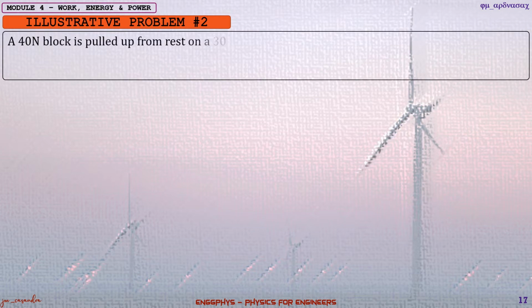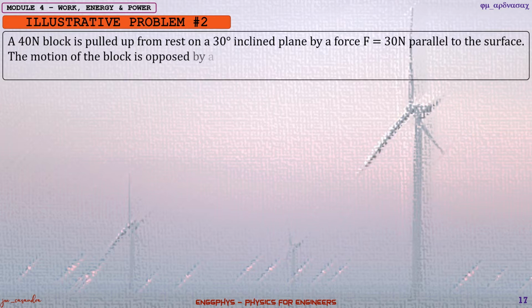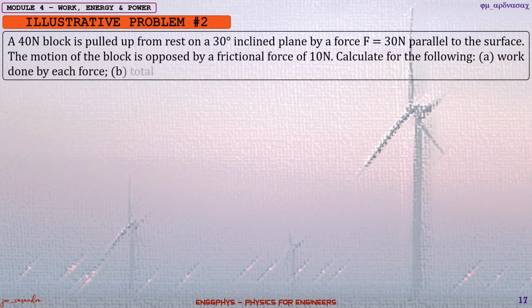A 40 Newton block is pulled up from rest on a 30-degree inclined plane by a force F equal to 30 newtons parallel to the surface. The motion of the block is opposed by a frictional force of 10 newtons. Calculate for A, the work done by each force, and B, the total work done on the block if the block is pulled for a distance of 15 meters.